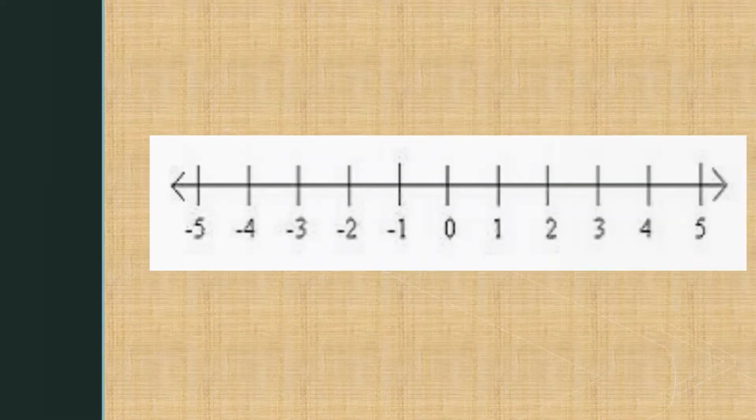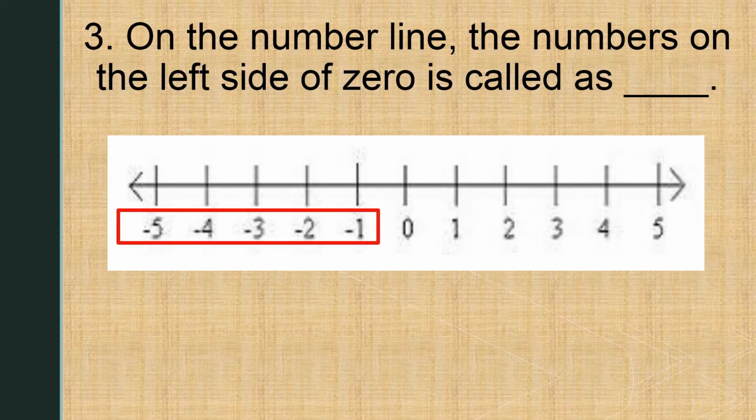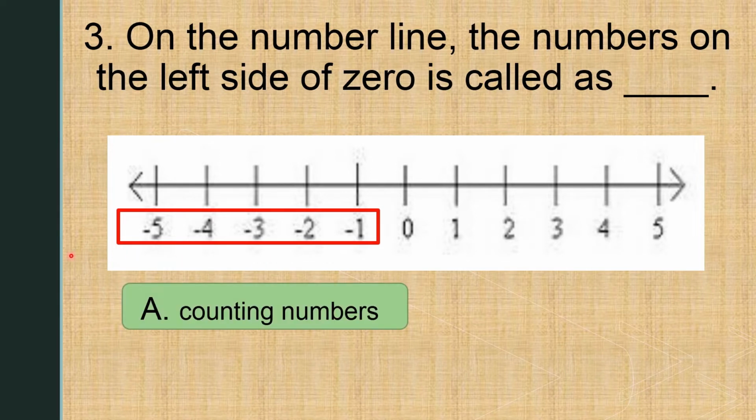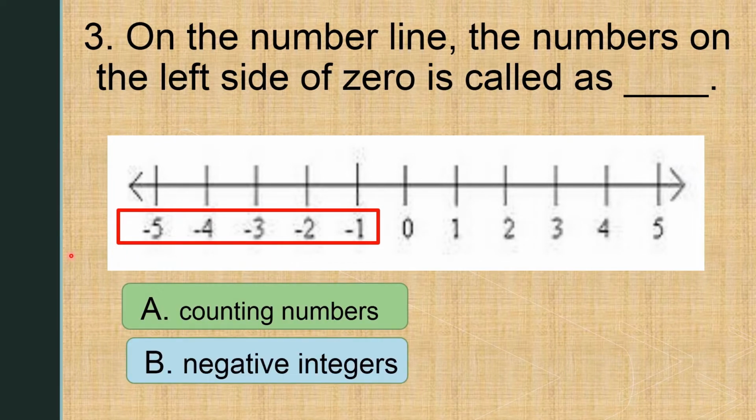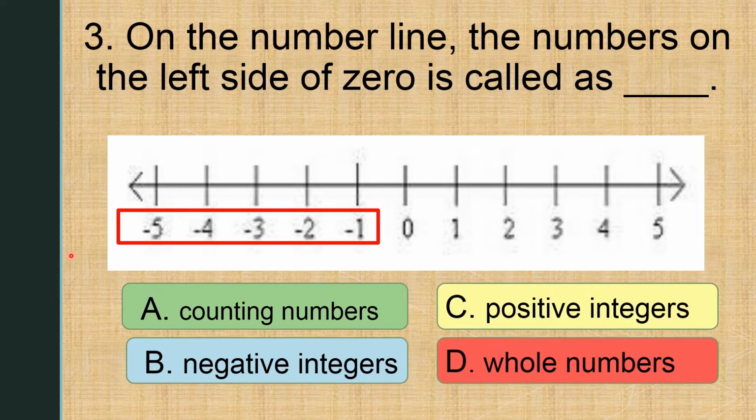Good. Question number 3. On the number line, the numbers on the left side of 0 are called blank. So these are the numbers on the left side of 0. What do we call them? Is it A. Counting numbers, B. Negative integers, C. Positive integers, or D. Whole numbers?